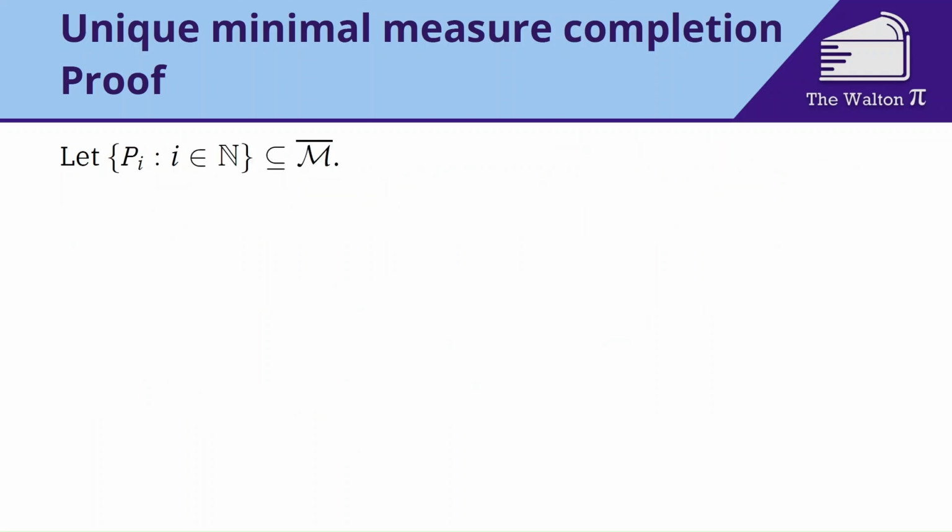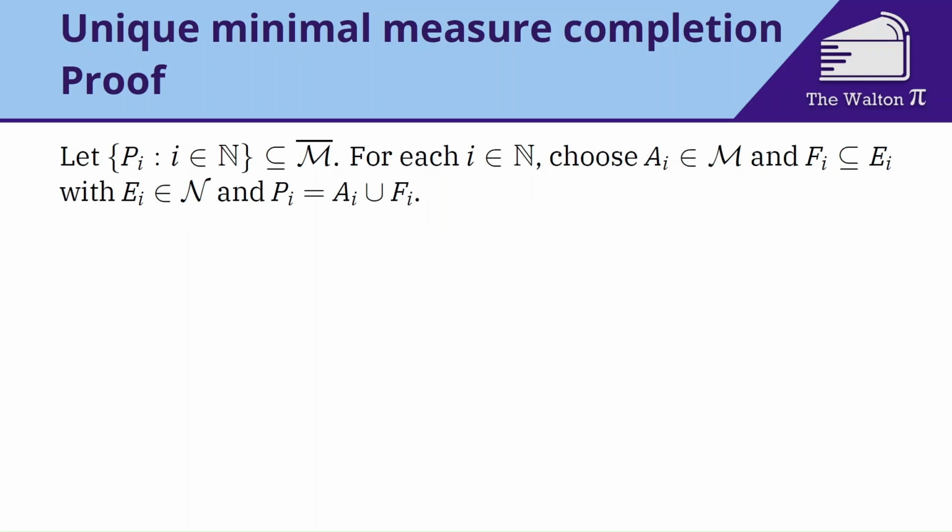So now we're going to move on to showing that M bar is a sigma algebra. There's a few things we have to show, and we're going to go through each of them. First, let P_i be a countable collection of elements in our new proposed sigma algebra M bar. For each of the i's in the natural numbers, we're going to choose an A_i and an F_i. A_i comes from our original sigma algebra M, and F_i is a subset of one of our null sets, where we are able to write P_i as A_i union F_i.